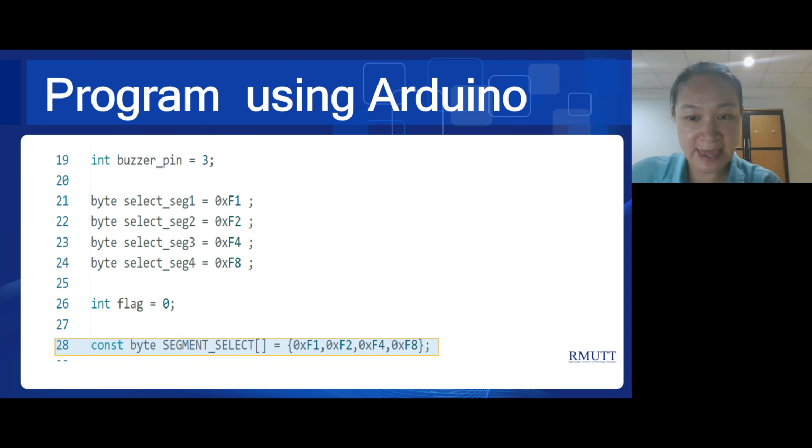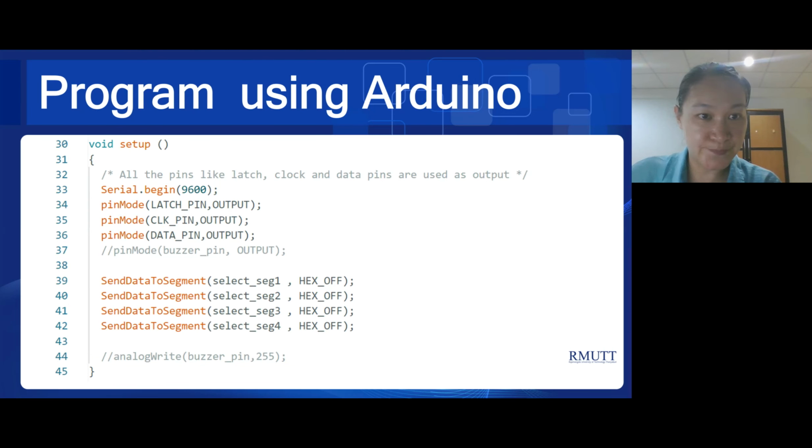Each bit in the array represents a unique bit button for selecting a particular segment or display. It ensures serial communication at a baud rate of 9,600 bits per second.